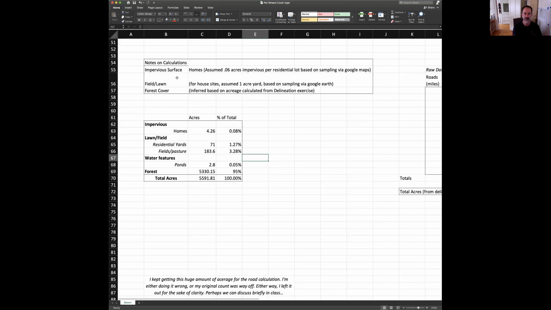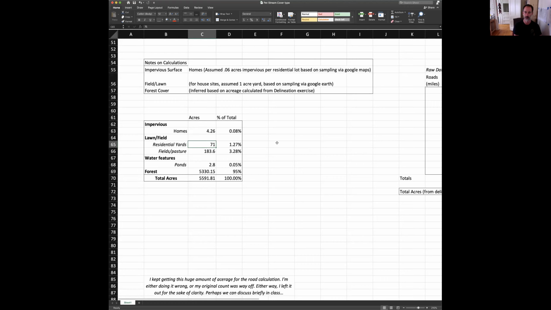Same as with the home impervious surface, for my fields and lawns, for lawn cover, I assumed for every home there would be 1 acre of yard. Again, I went around and took a random sample close to the mouth of the watershed, up near the headwaters, and that jived well enough for a first order assessment. So I went with that. On number 71, let's go to residential yards. Can I click on 71? Yes. What's the formula?